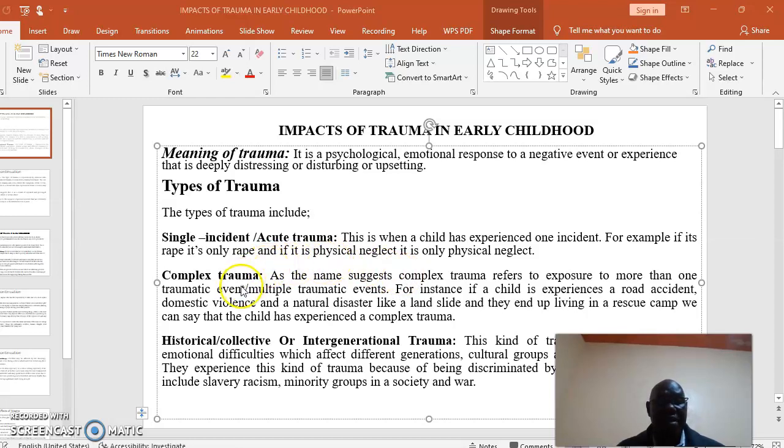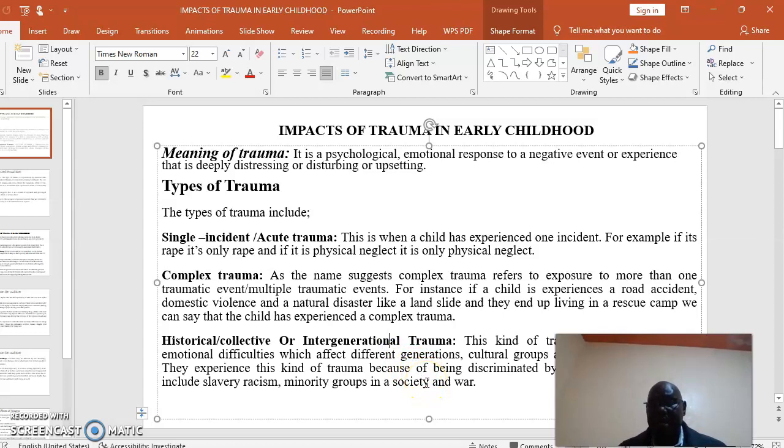The other type of trauma is called complex trauma. As the name suggests, complex trauma refers to exposure to more than one traumatic event. For instance, if a child experiences a road accident, domestic violence, and a natural disaster, that is what we say a child has complex traumatic events.